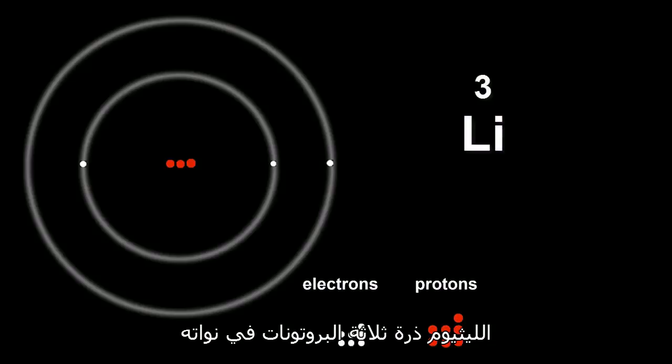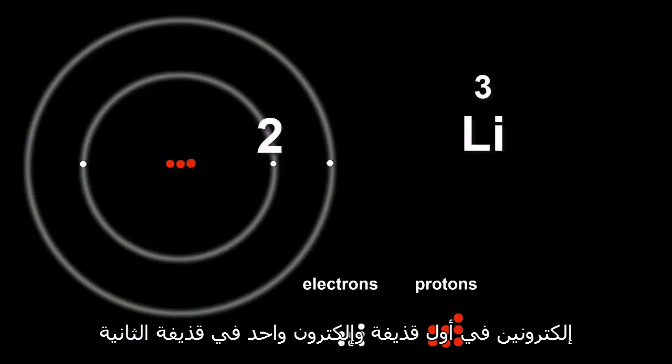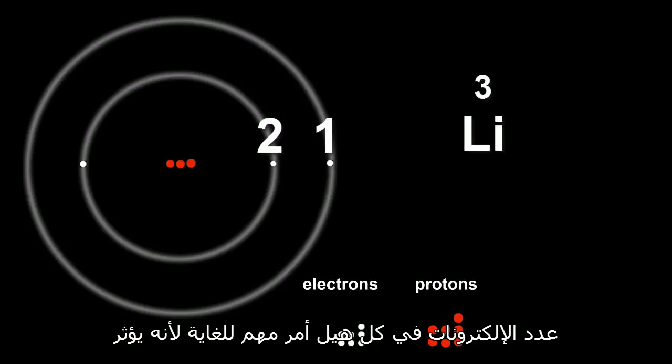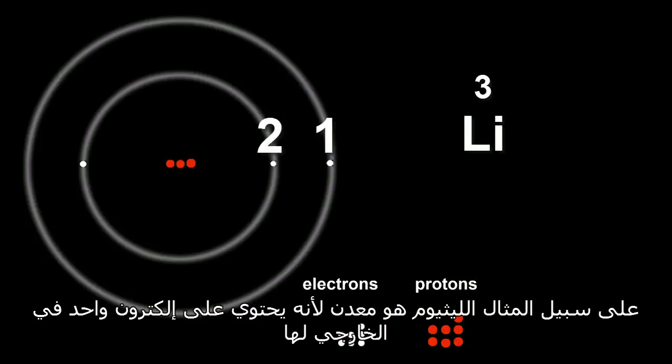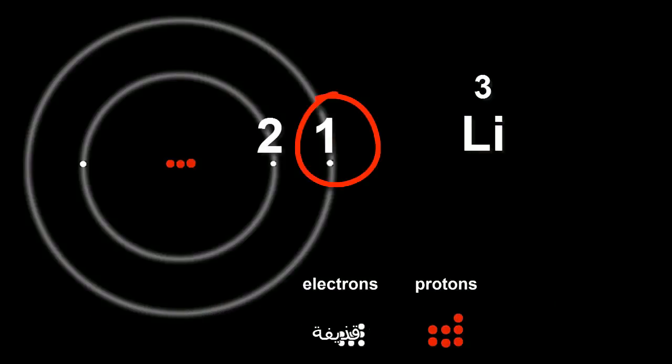A lithium atom has 3 protons in its nucleus, 2 electrons in its first shell, and 1 electron in its second shell. The number of electrons in each shell is incredibly important because it affects the properties of the element and how it will behave in the world. For example, lithium is a metal because it has a single electron in its outer shell. We will explain how this happens later.